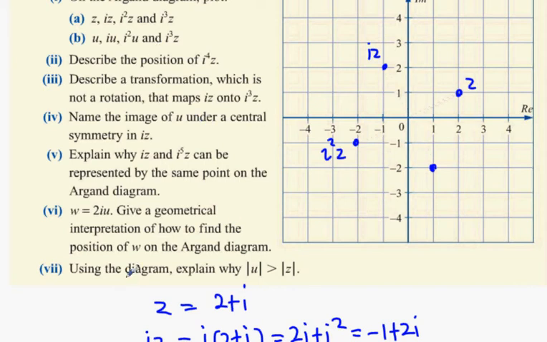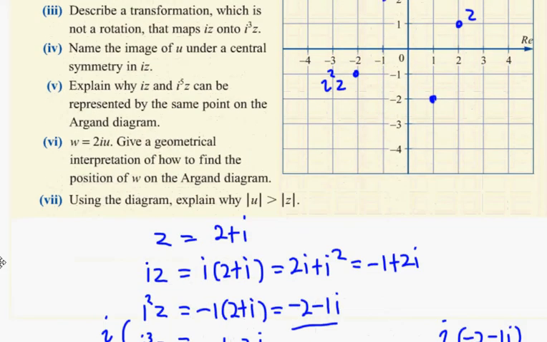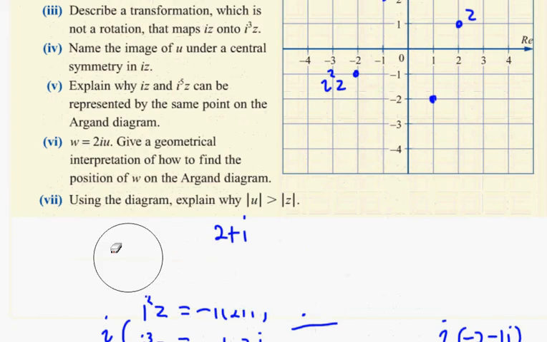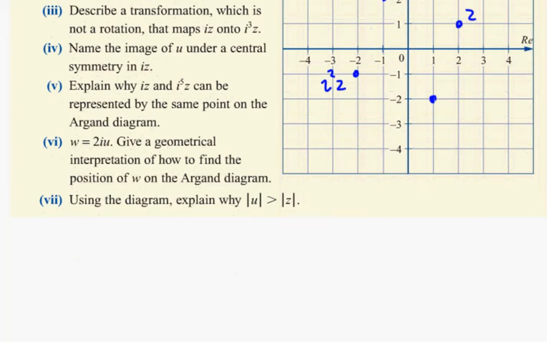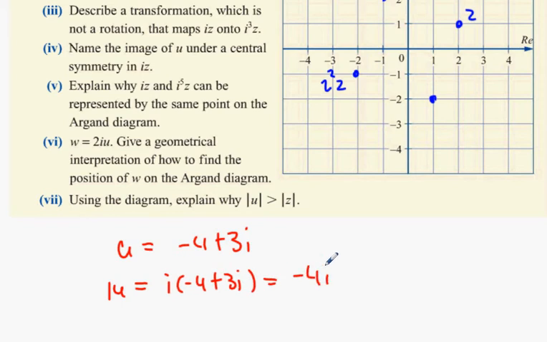Have to do the same thing for u. So u is minus 4 plus 3i. So we'll go back down here. u is minus 4 plus 3i. I have to get iu. iu is going to be, multiply that by i. Okay, guys. And it's minus 4i plus 3i squared, which is minus 3 minus 4i.